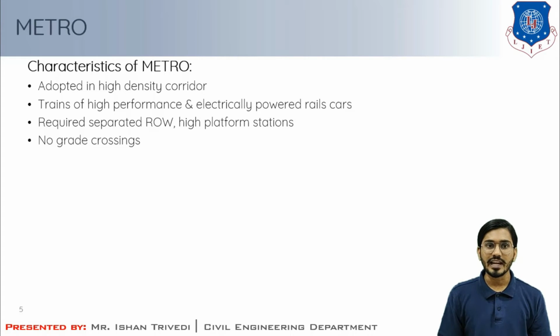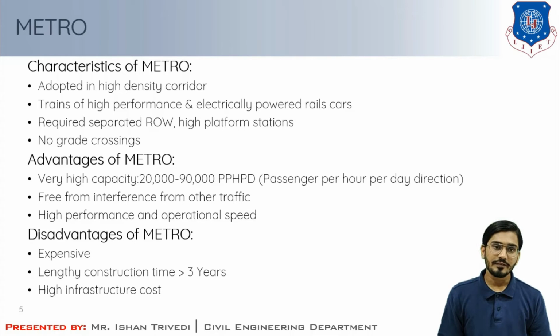Now, talking about the advantages of metro, it has a very high passenger capacity. It is almost around 20,000 to 90,000 pphpd, meaning passengers per hour per direction. It is free from the interference of other traffic, and that's why the travel time can be minimized.